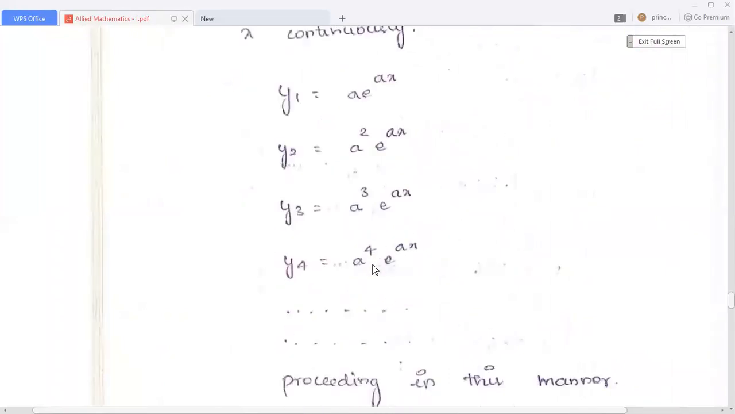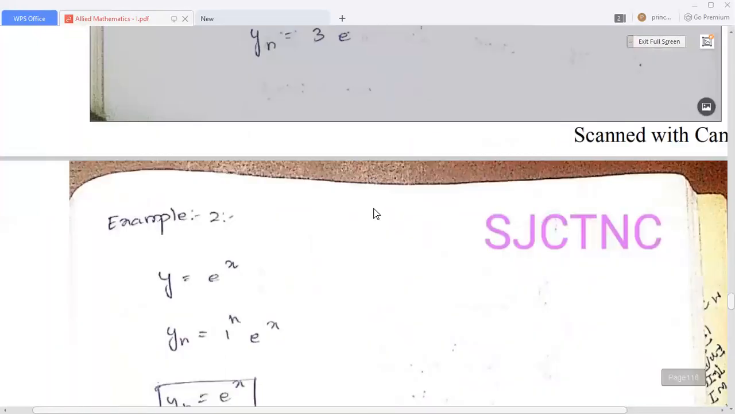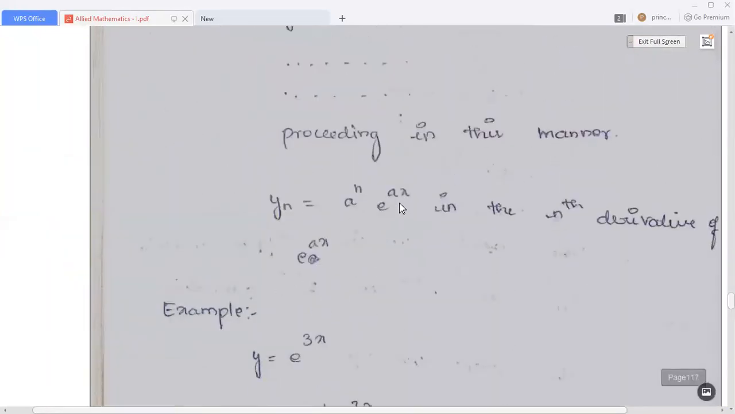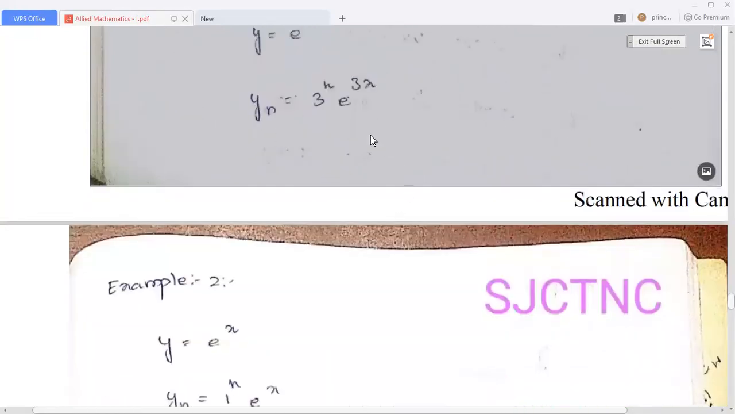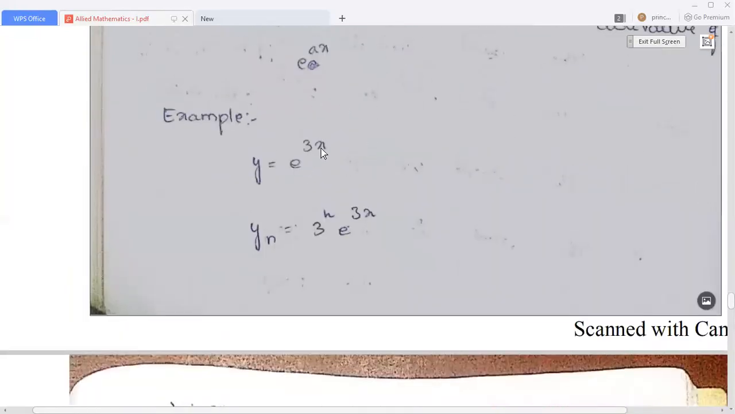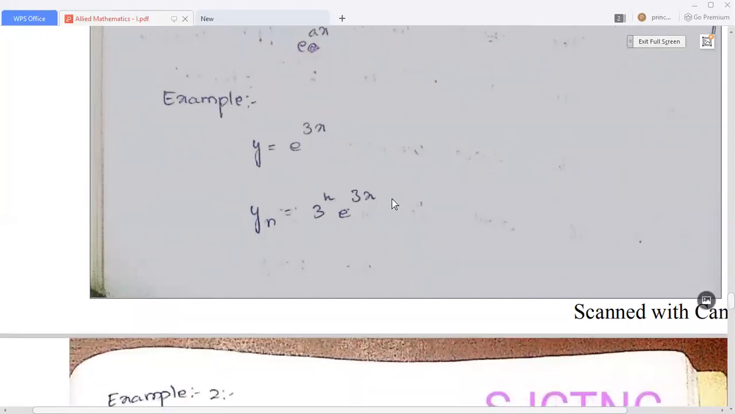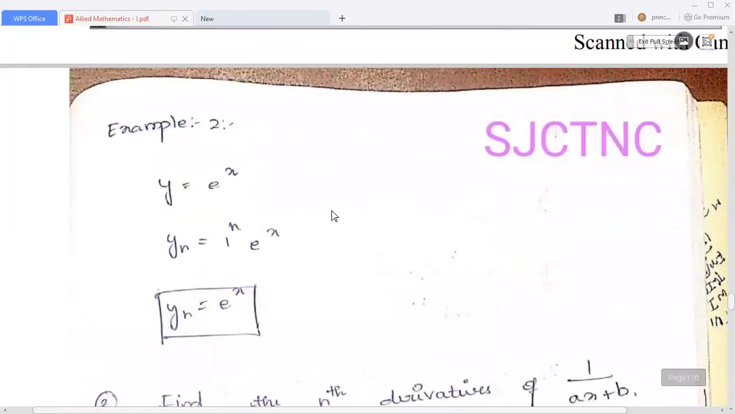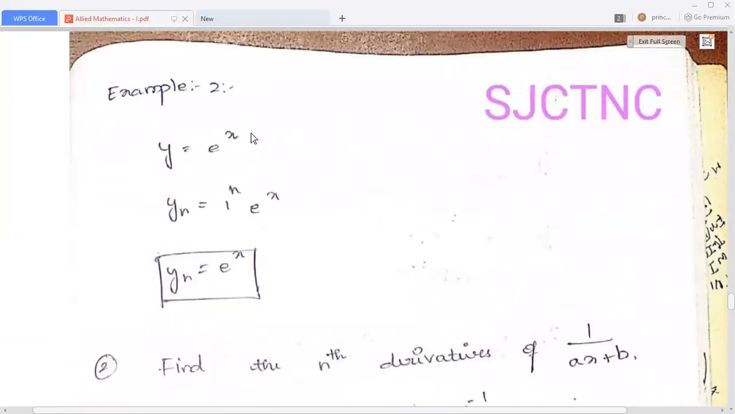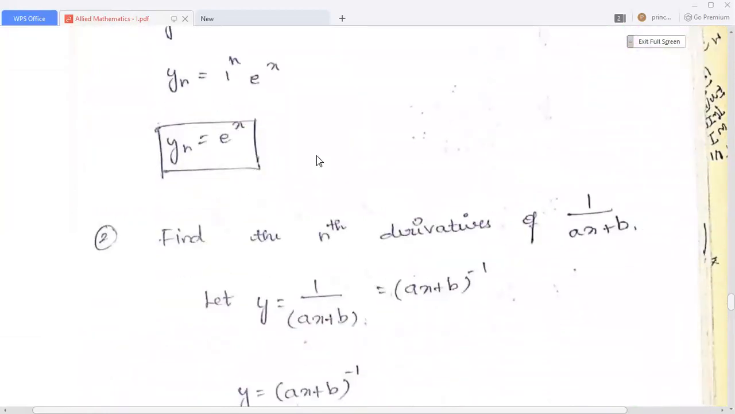That is a power n into e power ax. So using this formula, we can find the nth derivative for e power 3x. That is yn is equal to 3 power n into e power 3x. Then example 2, if y equal to e power x, then the nth derivative is yn is equal to 1 power n into e power x. Therefore, yn equal to e power x.